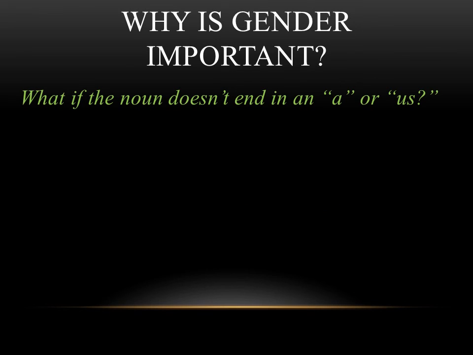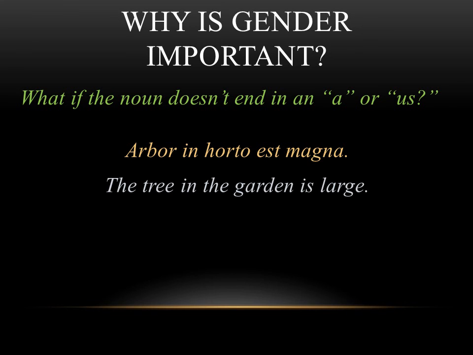So what about if a noun doesn't end in an A or a US? So let's think of this example sentence. Arbor in horto est magna, which means the tree in the garden is large. Now if we look at arbor, we've seen this word before, and we know that it ends in an R, which doesn't quite fit into our categories of A or US. So what do we do with this word, meaning the tree? How do we tell what gender it is? Well, we can see that the adjective that goes with it is magna. It's talking about a large tree.